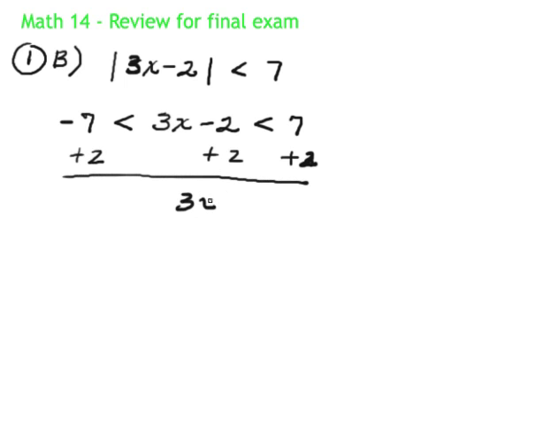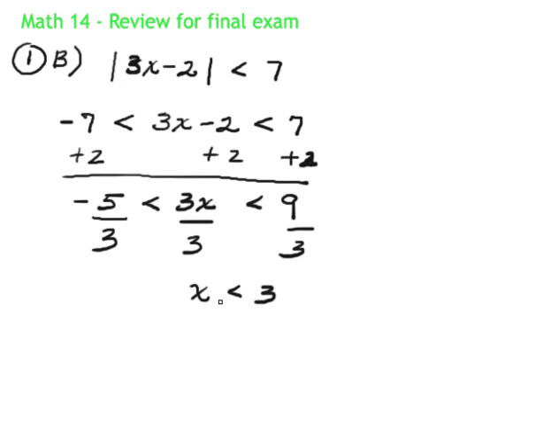And we have 3x is between 9 and negative 5. And now divide by 3 on all 3 sides. So we have x is between 3 on the right and minus 5/3 on the left.